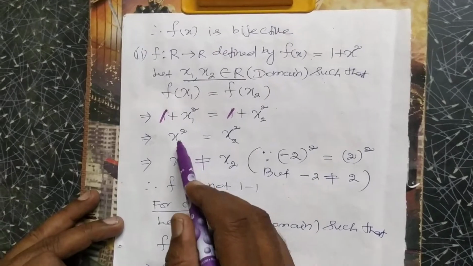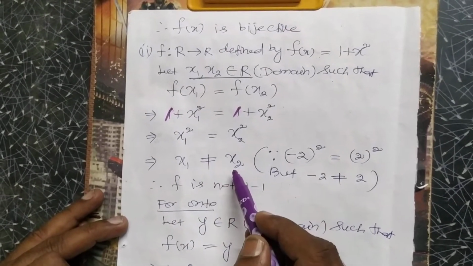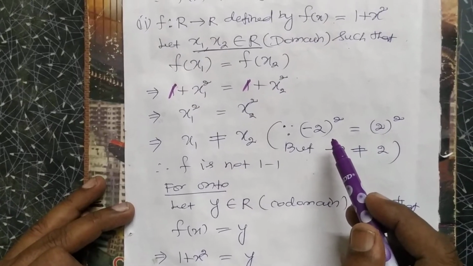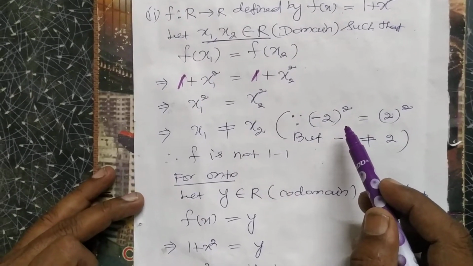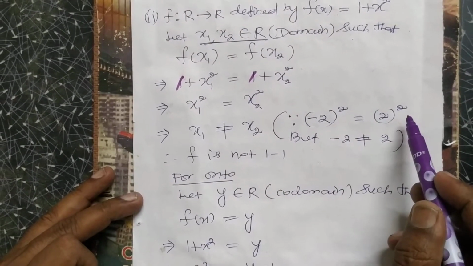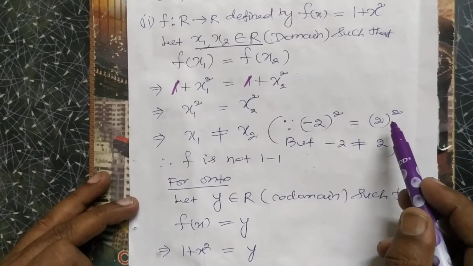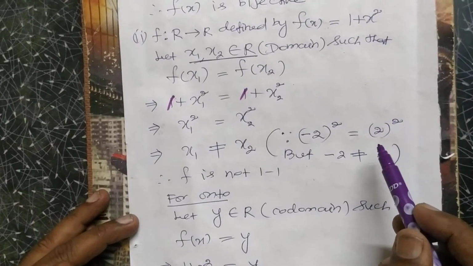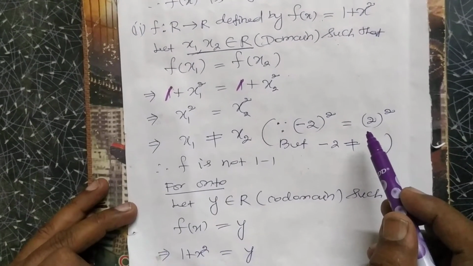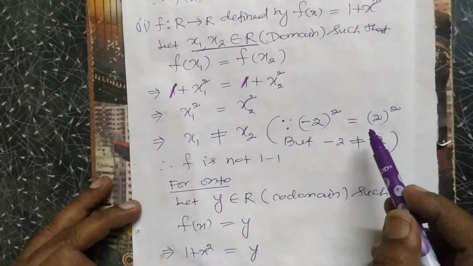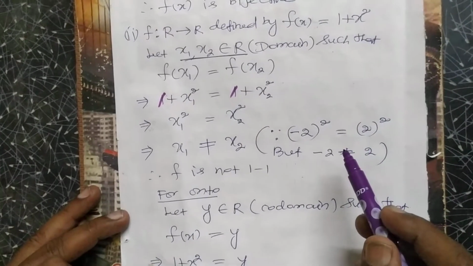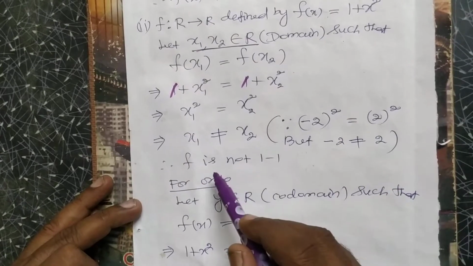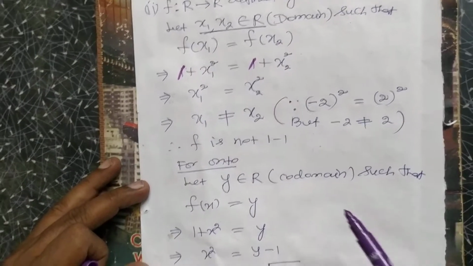Then, as x1 and x2 are real numbers, I have given an example. Now you see the example: minus 2 whole square equal to 2 square. Both values are equal to 4, but minus 2 is not equal to 2. Therefore, when x1 square equals x2 square and x1 and x2 are real numbers, x1 will not necessarily be equal to x2. Therefore, f is not 1 to 1.